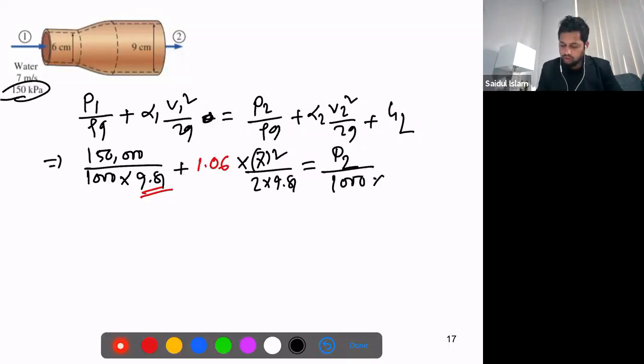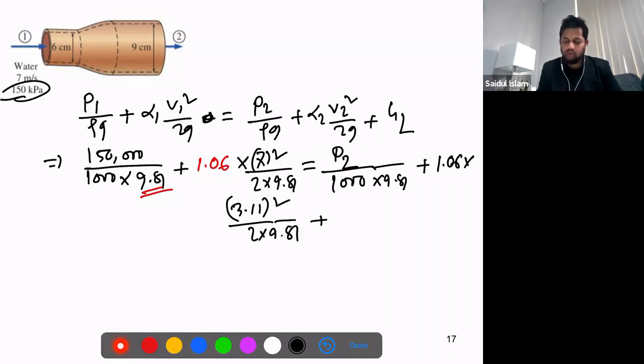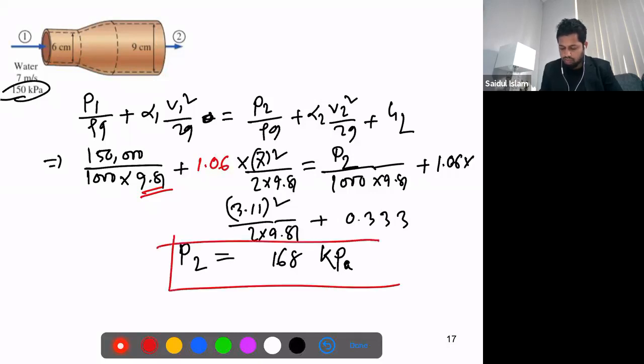So this is 1000 times 9.81, output 1.06. The velocity, what did you get? 3.1 squared over 2 times 9.81. And the head loss, we got 0.333. So the pressure P2 will be 168 kPa. So this is the pressure we've got. That's the solution. I believe all of you understand this because it was not a hard problem.